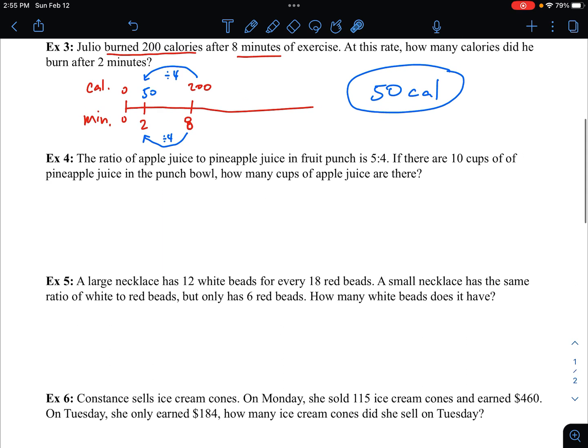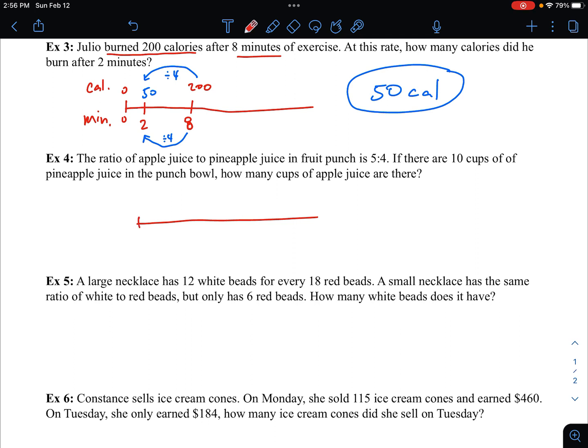Let's try example 4. We've got, draw my double number line. The ratio of apple juice to pineapple juice in fruit punch is 5 to 4. If there are 10 cups of pineapple juice in the punch bowl, how many cups of apple juice are there? So the two things I'm comparing are apple juice to pineapple juice. It's 5 to 4. Apple juice goes first, so that's the 5. Pineapple juice is second, that's the 4.